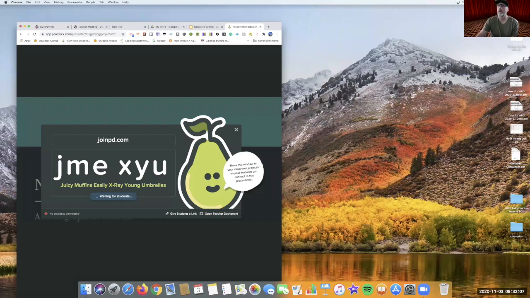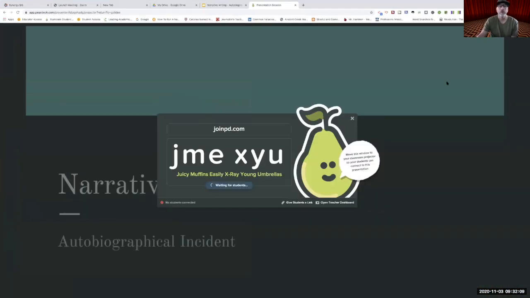Okay, so I'm going to share my screen here. And here we are. Here's today's code. So we're going to do a little bit of review. We're going to kind of backtrack.